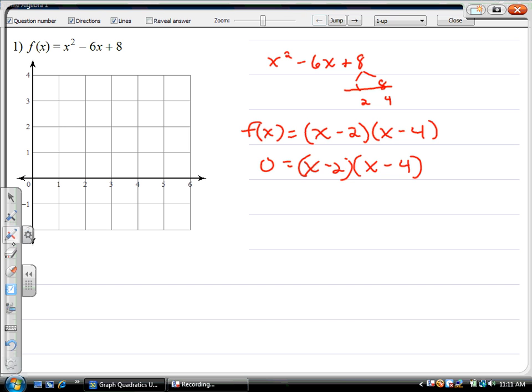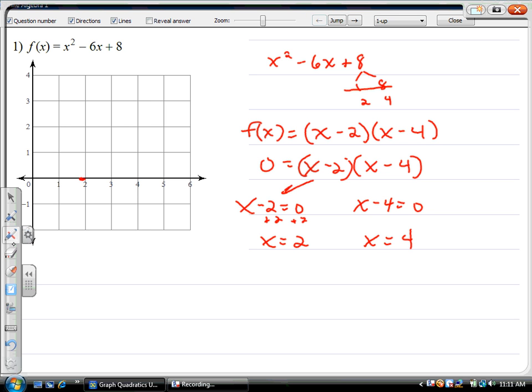Where is that going to happen? Where can I multiply two factors together and get 0? Well, one of those factors has to be 0, or both of them could be 0. So in this case, you say x minus 2 is equal to 0, or x minus 4 is equal to 0. Where is x minus 2 equal to 0? Well, if I add 2, x is going to be positive 2. Same thing over here, x is going to be positive 4. Like I said, opposite of the signs of our factors.